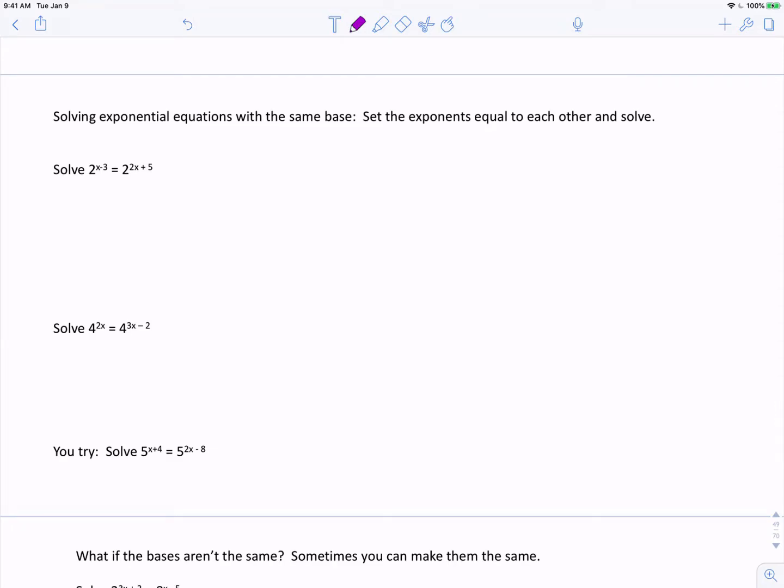If we have an exponential equation where the bases are the same, to solve, all we have to do is set the exponents equal to each other. So if 2 to this power equals 2 to that power, then the powers must be equal. So we say x plus 3 is equal to 2x plus 5, and then we'll go ahead and solve. We'll subtract x from each side, which gives x plus 5 is equal to 3, and then we'll subtract 5 from each side, giving a solution of x is equal to -2.